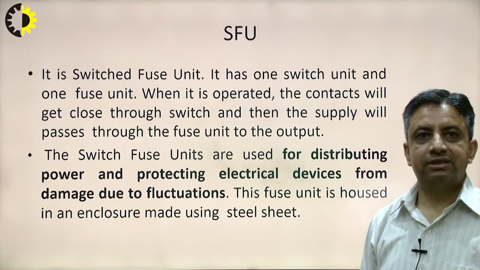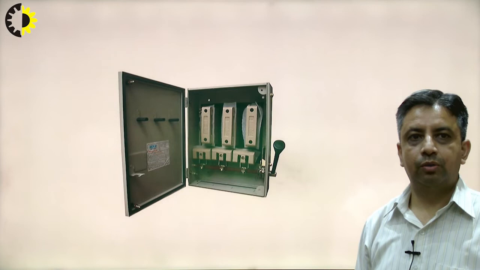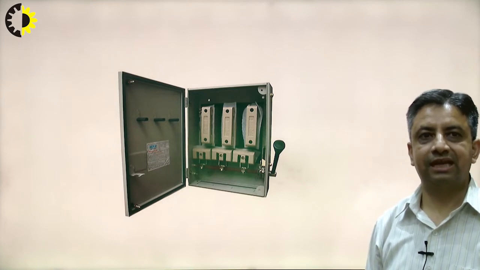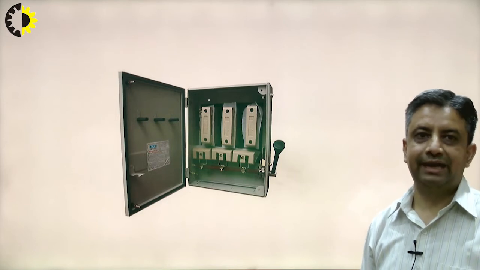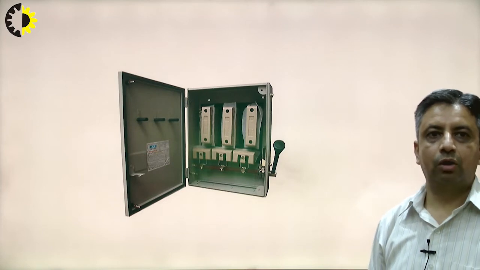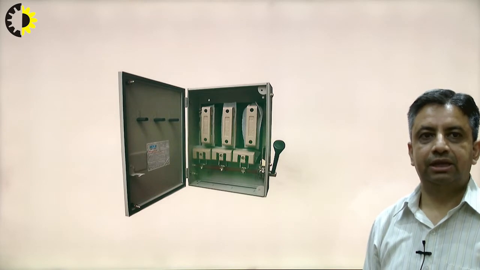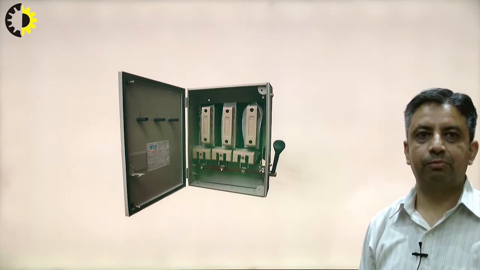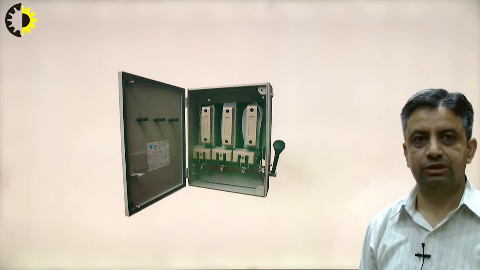So the first device that is generally used is called the switch fuse unit. I hope all of you might have seen this type of box in your day-to-day life. Around a decade ago this was quite popularly used, but now these types of SFU are becoming obsolete. But to understand the basic working of protection, these are the elementary ones which were previously used. So let us start with this SFU only.